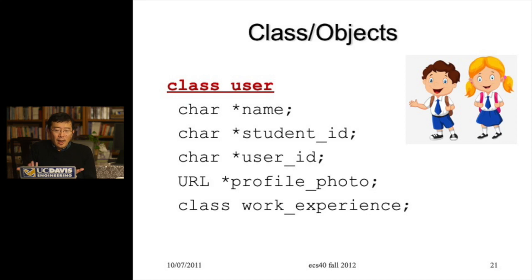Another example is in your homework assignment number 1, or the homework assignment number 2, in fact, you will see more of this: a class of a user of a social media assistant. Just like homework assignment number 1, you have your name, you have your student ID, and then you have another one called user ID. And then later, in homework assignment number 3, you're going to add a profile photo, which is a URL. And then you might add other information like your work experience about this user. So you can actually model a user that looks like this.